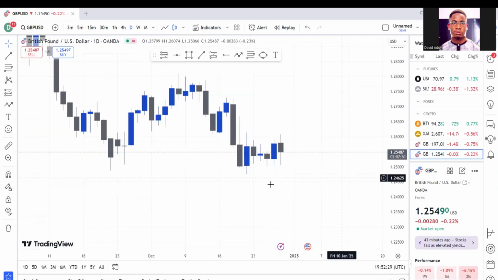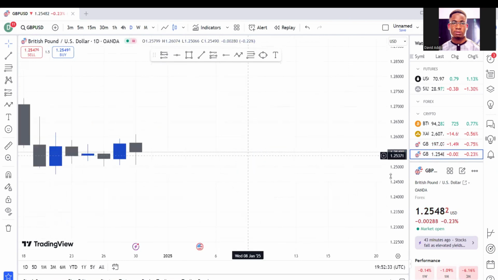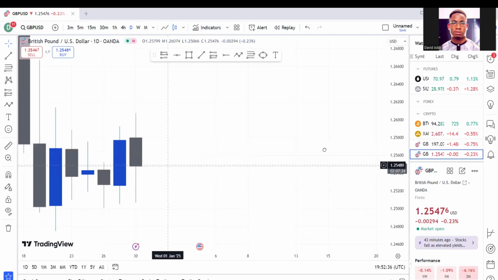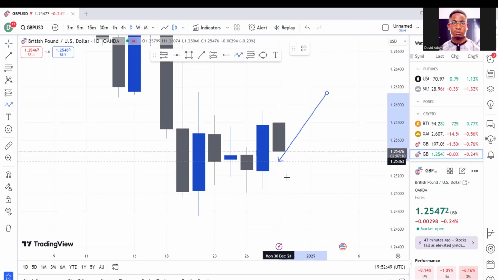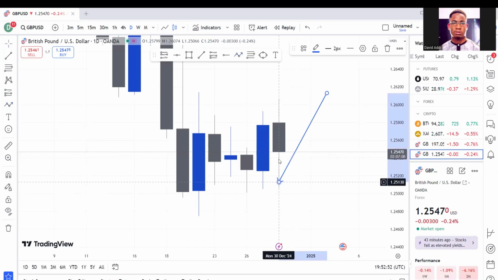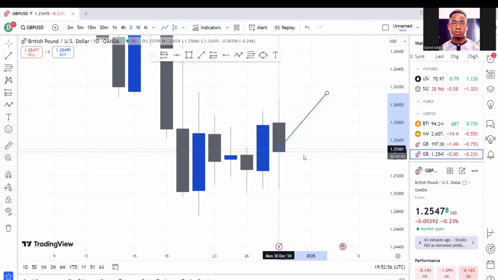So on a daily candle, we see a wick. This one here is a wick, which shows that price opened at this level, went up to this level, came back down, and went deep down to this level before going back here, then closing. Even right now, it's 1 day, so it hasn't closed yet.